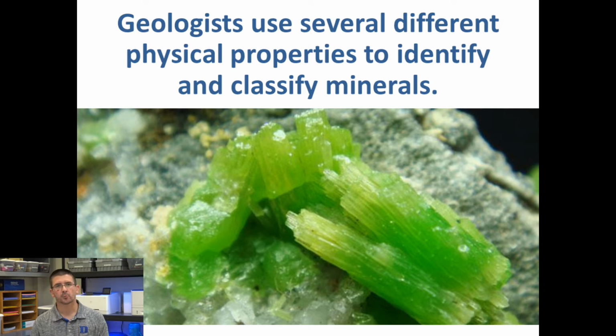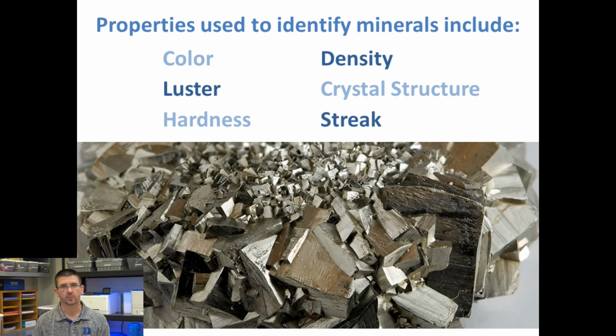Now, scientists that study rocks and minerals are called geologists, and geologists can identify minerals based on their physical properties. Based on these properties, they can also classify the minerals. There's a variety of different properties that we look at specifically with minerals to help us identify and classify them. These are things like color, which you can usually observe simply by looking at it. Luster, which describes how shiny a mineral is. Hardness, density, which is how tightly packed together the molecules in the mineral are, crystalline structure, which we talked about, and streak.